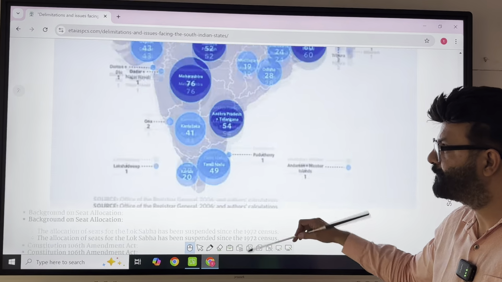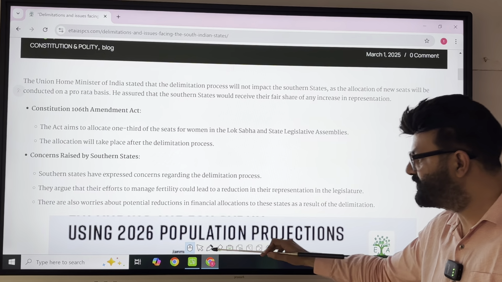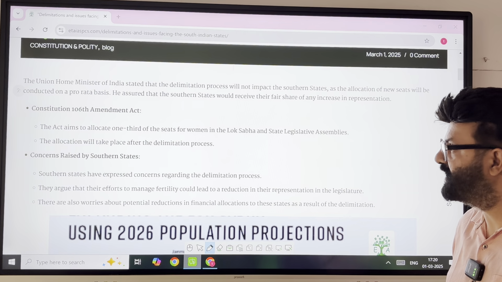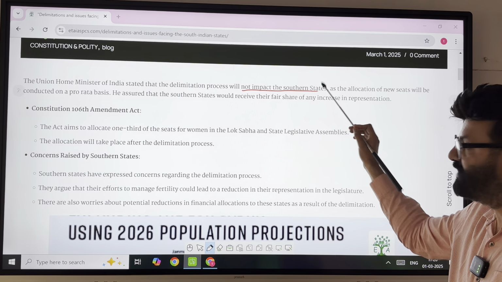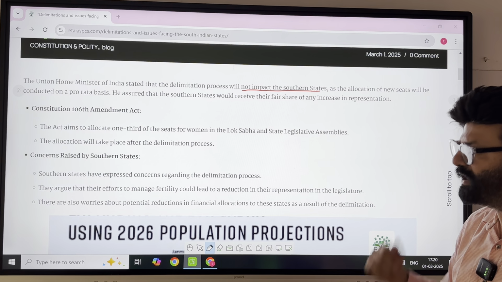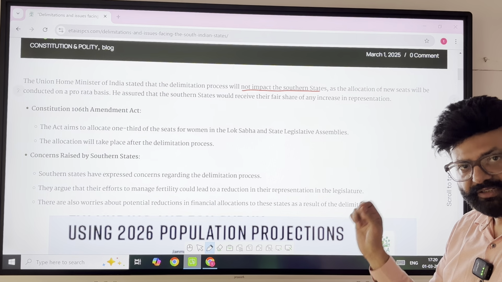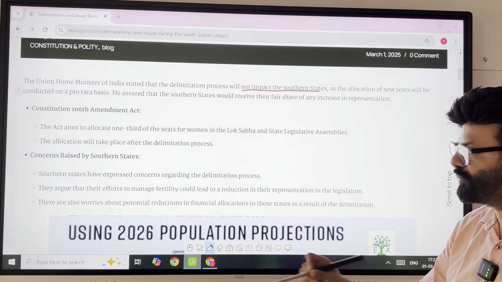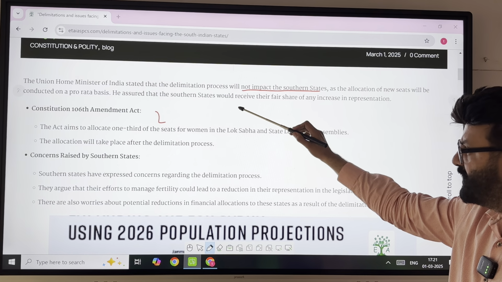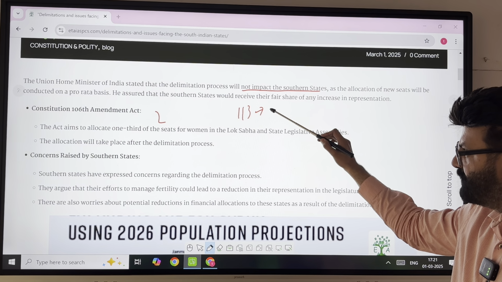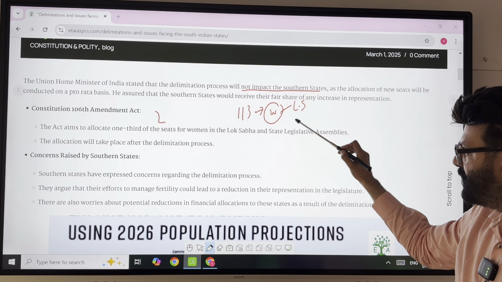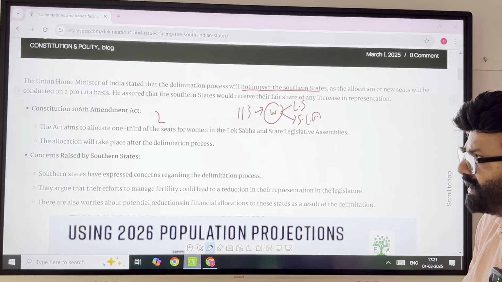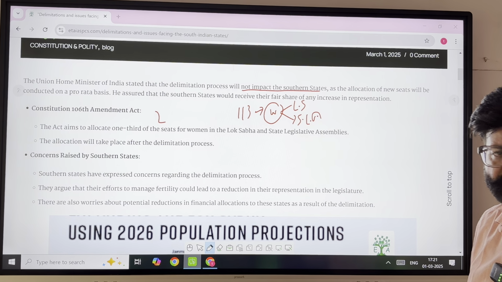Now look, so that is why the Union Minister of India is saying that delimitation exercise will not be impacting the southern states. Now 2 things are important. One is 2026 is approaching, as well as we have also provided under 106th Constitutional Amendment Act that 1/3 of the seats will be reserved for women in Lok Sabha as well as State Legislative Assembly. Okay, 1/3 of seats will be provided under the 106th Constitutional Amendment Act.